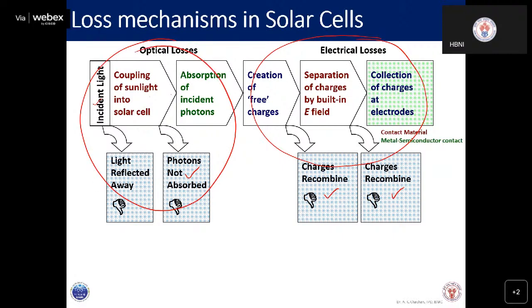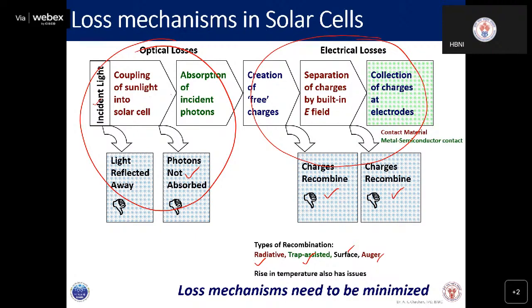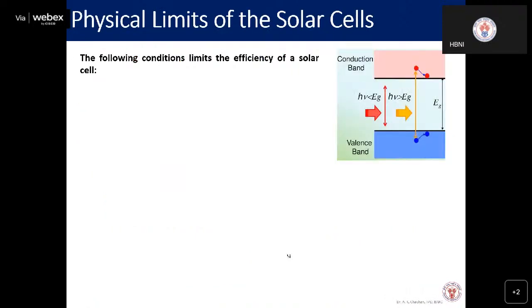So there are two kinds of losses: electrical losses and optical losses. The recombination, as I said, is possible. It can be radiative recombination where a photon is emitted. It could be trap-assisted where the trap is there. Normally, these are non-radiative. Then there is surface recombination or Auger recombination. Then there is another issue: if the temperature of the surface is increased, the efficiency also changes. So all these loss mechanisms need to be minimized in order to have a high efficiency solar cell.